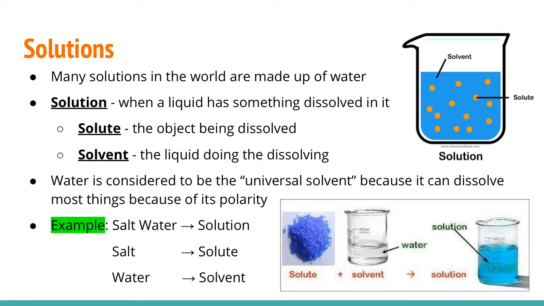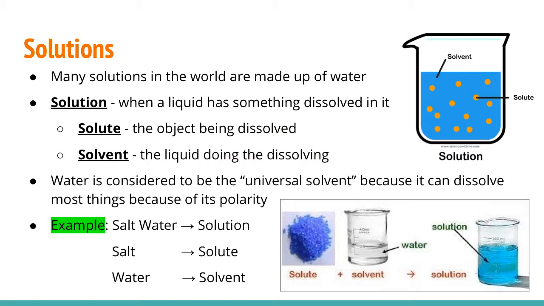The last thing that we want to review with you guys are solutions. Many solutions in the world are made up of water. In fact, most of the ones that we can probably think about are made up of water. And a solution is when a liquid has something dissolved in it. So we can break that solution into two parts, the solute and the solvent. The solute is the object being dissolved, whereas the solvent is the liquid doing the dissolving.